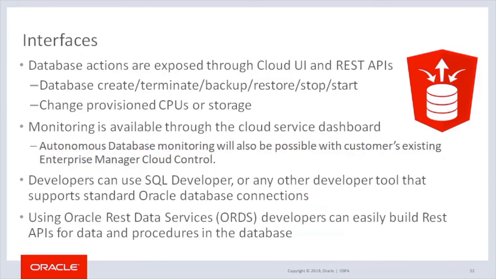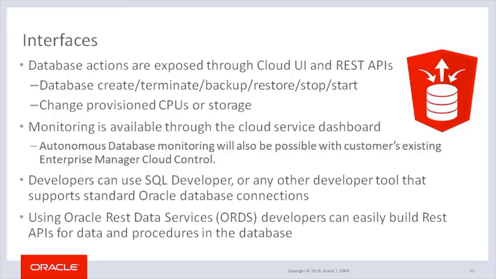Oracle database services are exposed in two different ways. Most of the actions are exposed through the easy-to-use cloud user interface, providing click-through screens for achieving most functions. Because a lot of database applications are part of a much larger ecosystem, controlled through scripting or other tools, Autonomous Database provides REST APIs to perform any supported operation. For example, database creation, termination, backup, restore, start and stop, or scaling CPUs or storage can be performed either through the user interface or the REST APIs. We will be discussing both of these in more detail in future modules.